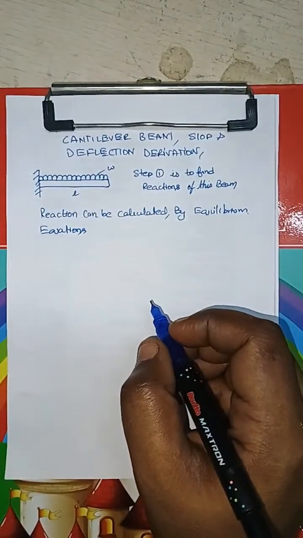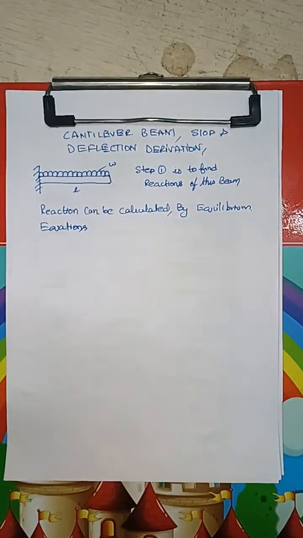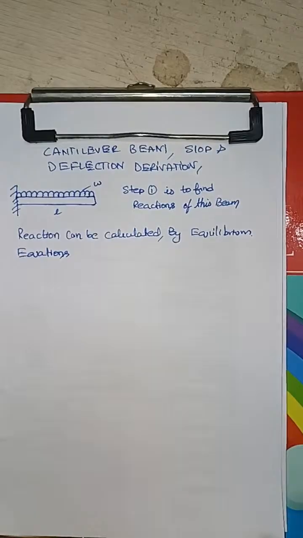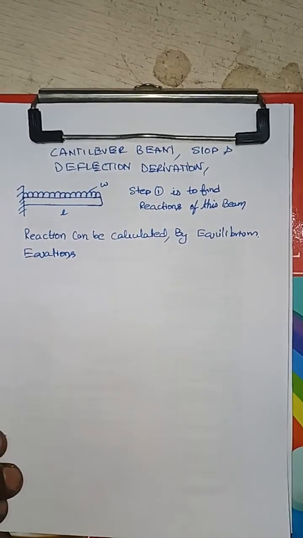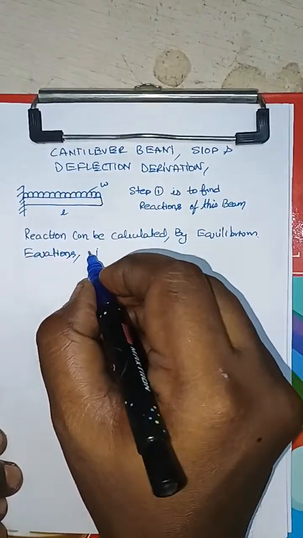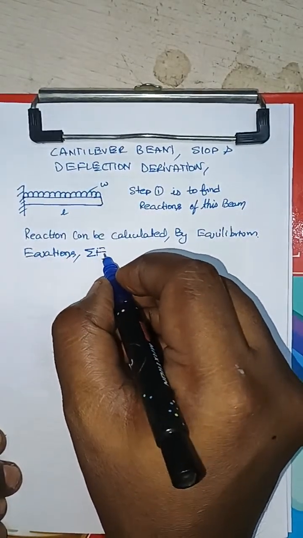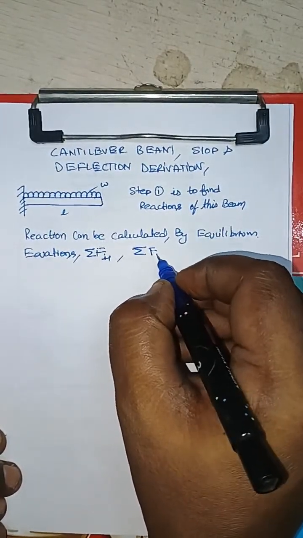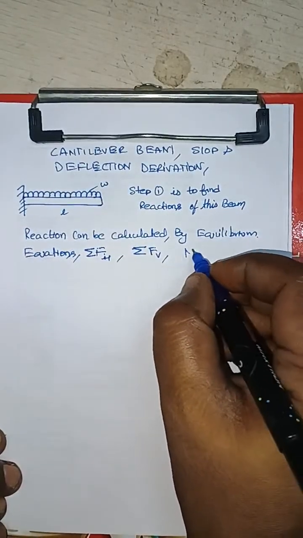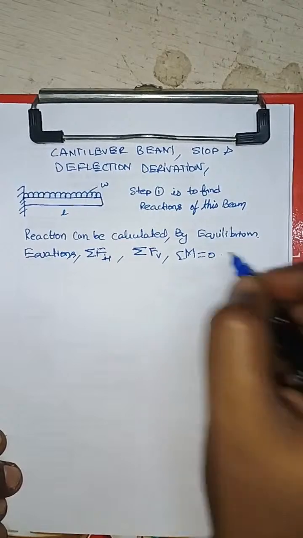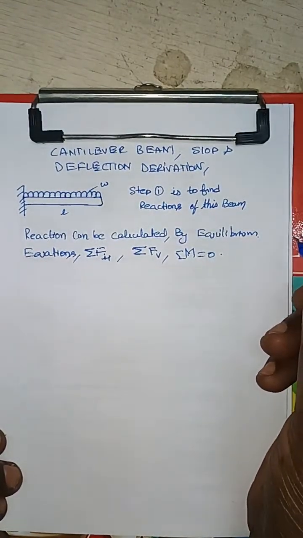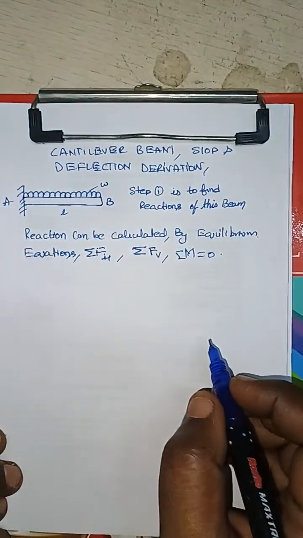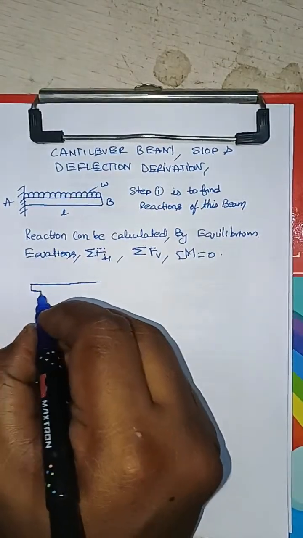So what are the equilibrium equations? Tell me. They are: the sum of forces in the horizontal direction is equal to 0, the sum of the forces in the vertical direction is equal to 0, and the sum of the moments is equal to 0. So in order to solve this problem, there are reactions at the two ends of the beam, A and B. So what are the reactions of this beam?